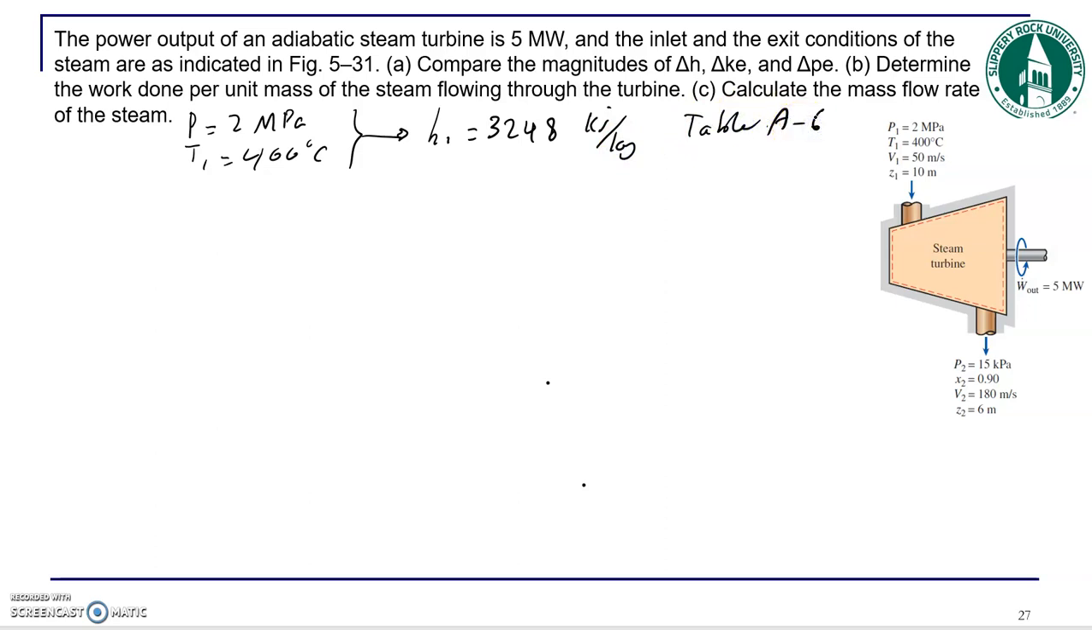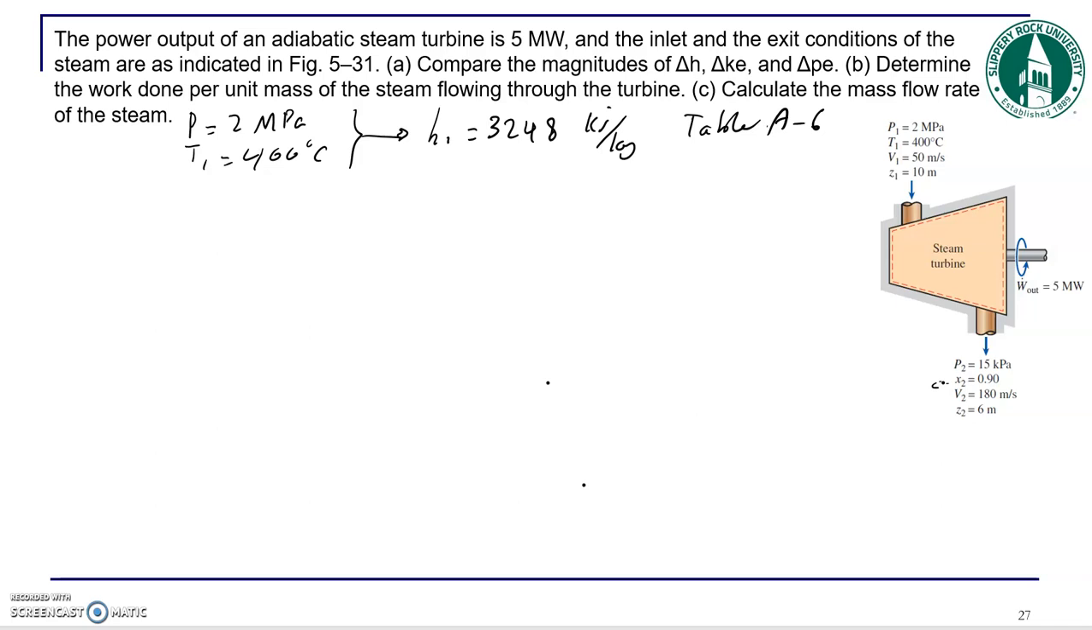Superheated tables basically is table A6. Okay, and now at the exit, however, you can see that there is an X given. If you remember, the definition of X is basically the quality. X is called quality, and basically it shows the mass percentage of vapor in your system. So 90% mass wise of your outlet fluid is made of vapor.